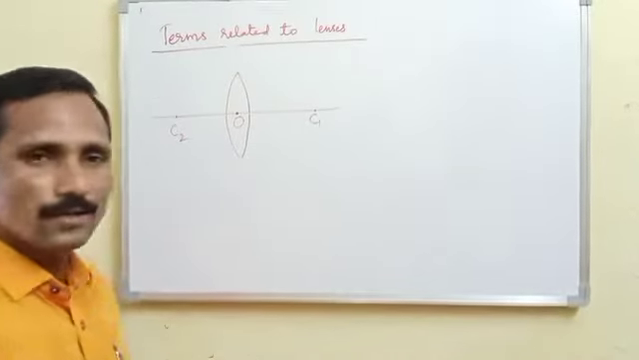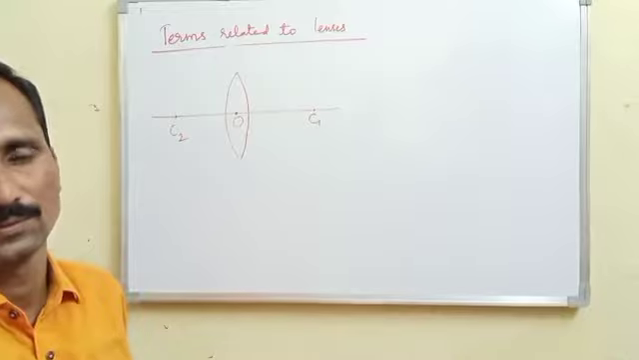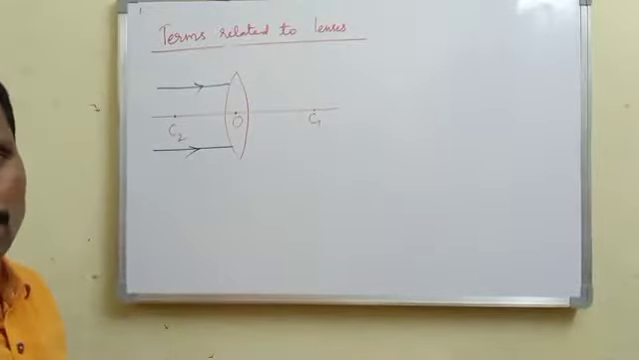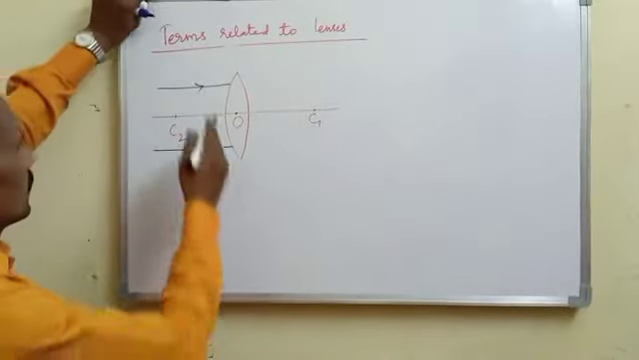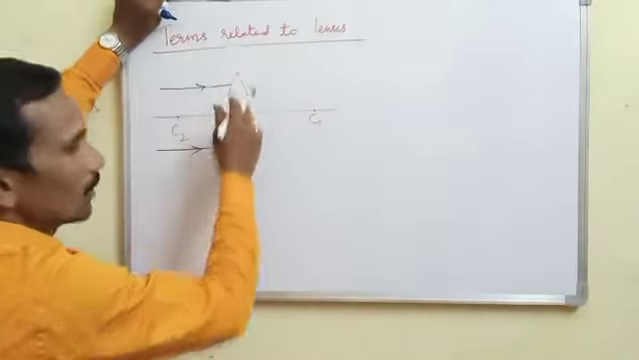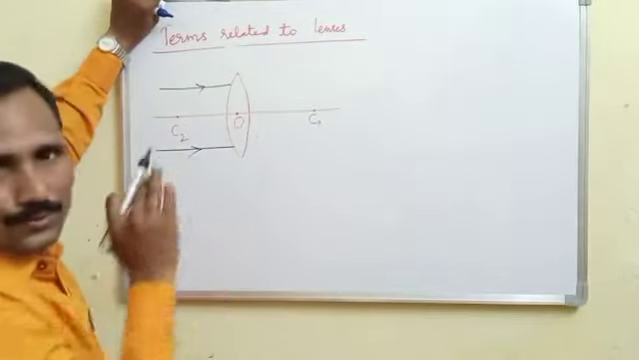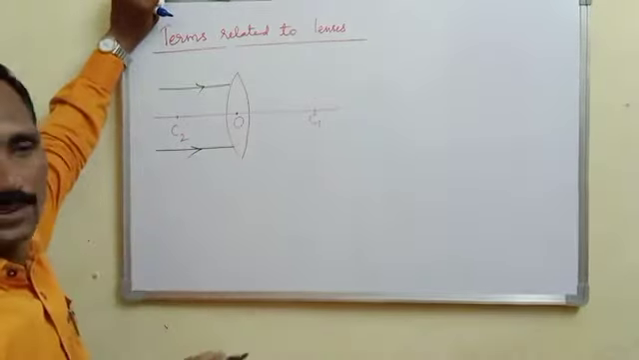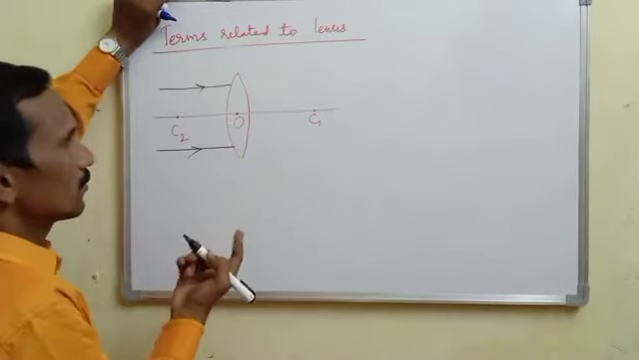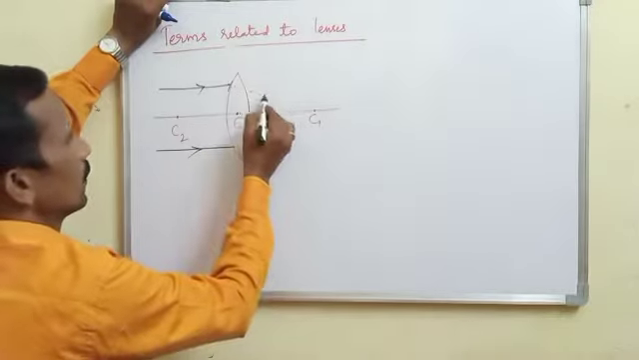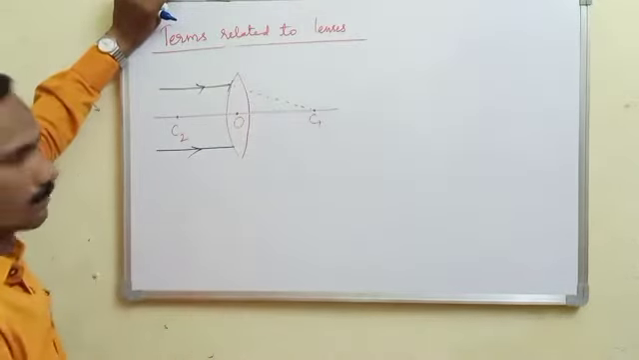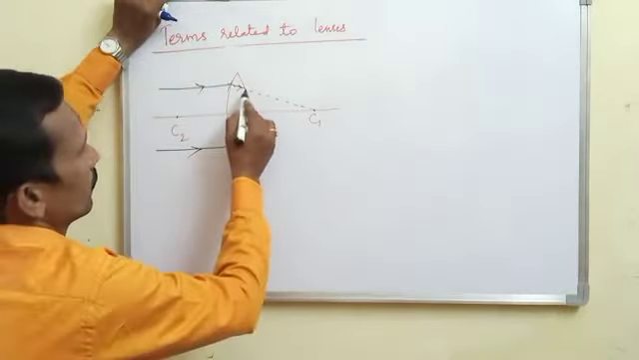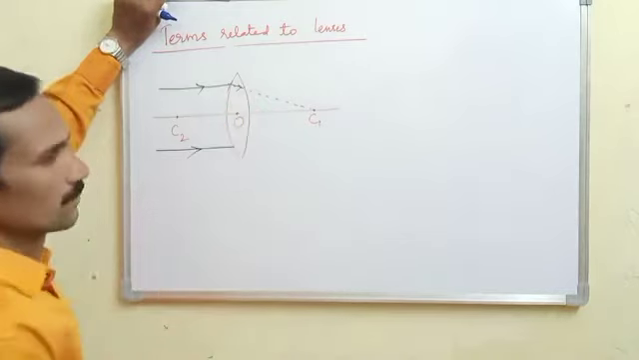When a parallel beam of light is incident, we already read what happens. Here it is air, entering into the glass. Glass is a denser medium when compared to air. So when light goes from rarer to denser, what happens? It moves towards the normal. Where is the normal? This is the normal here, toward the center of curvature. So it bends towards the normal here, and from denser to rarer, what?